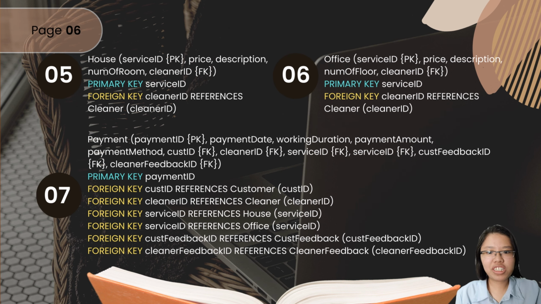Next, house and office are the subclasses of the superclass, which is cleaning service. They have the participation constraint and disjoint constraint, which is mandatory or. Therefore, house and office will take the attributes from the cleaning service, which are service ID, price, and description, combined with its own attribute, which is number of room for the house and number of floor for the office. Then they set the service ID as their primary key. Since there is also a one-to-many relationship between the cleaner and cleaning service, therefore both house and office will take the cleaner ID from the cleaner as their foreign key.